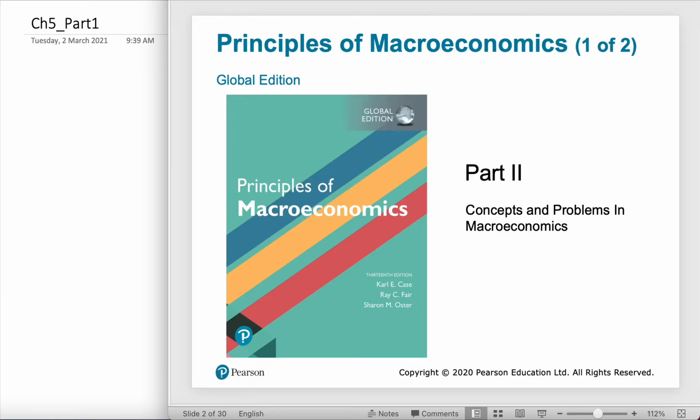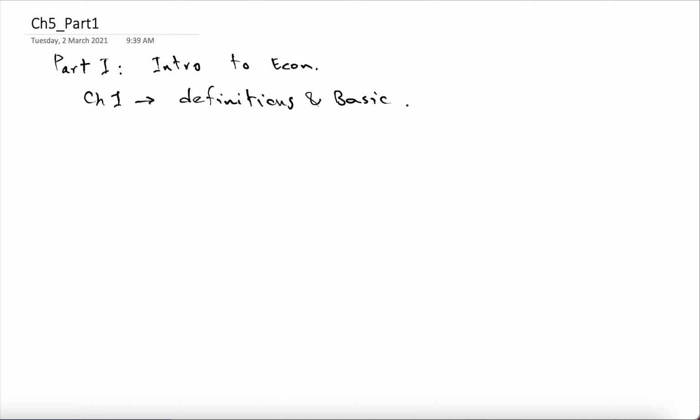In part 2 we are further extending, so let me write it here. So the part 1, we call it Introduction to Economics. And chapter 1 was basically definitions and basic concepts and classifications.